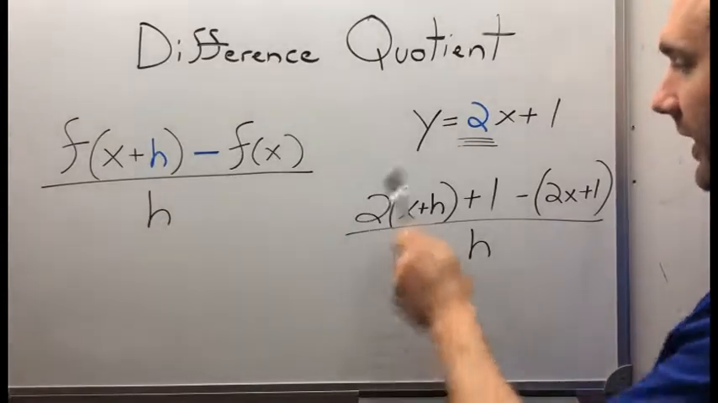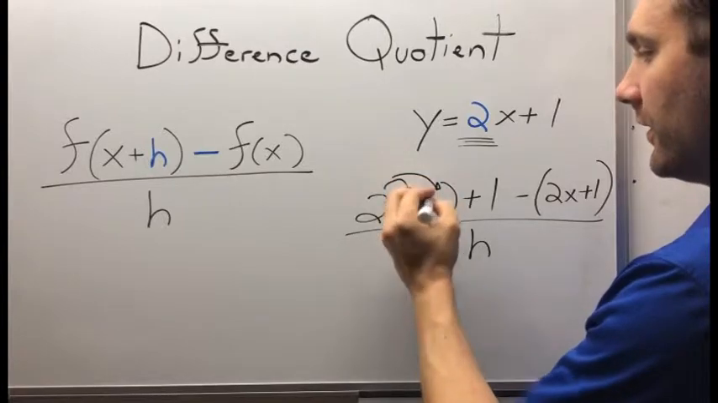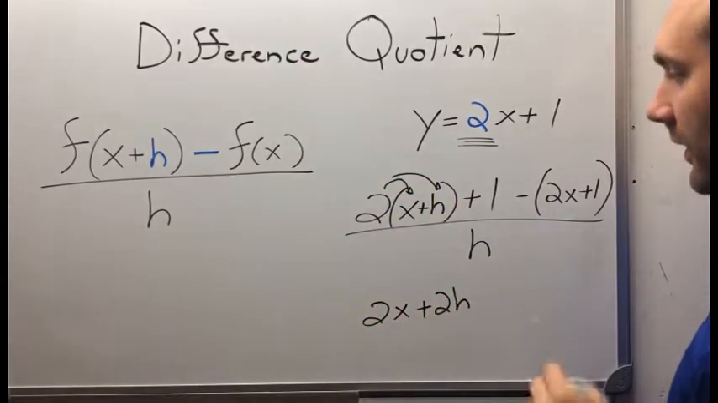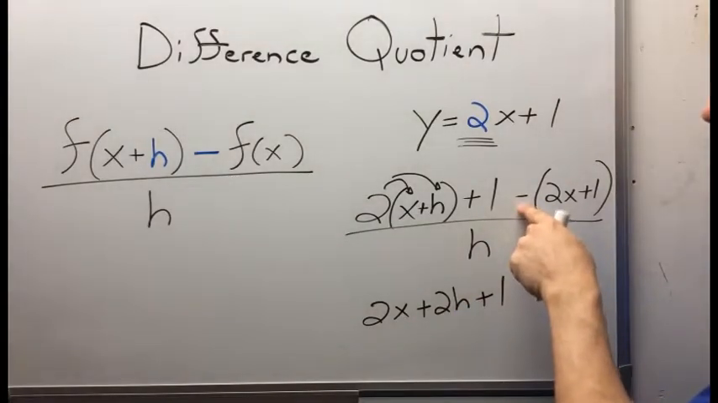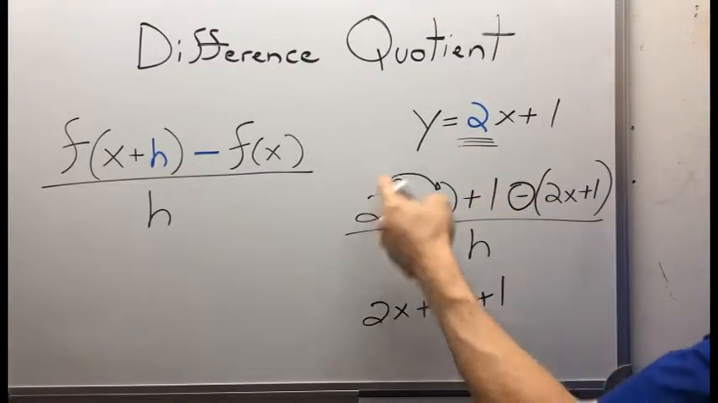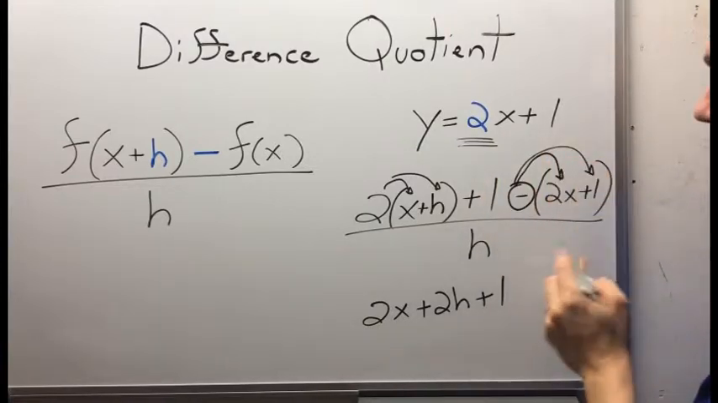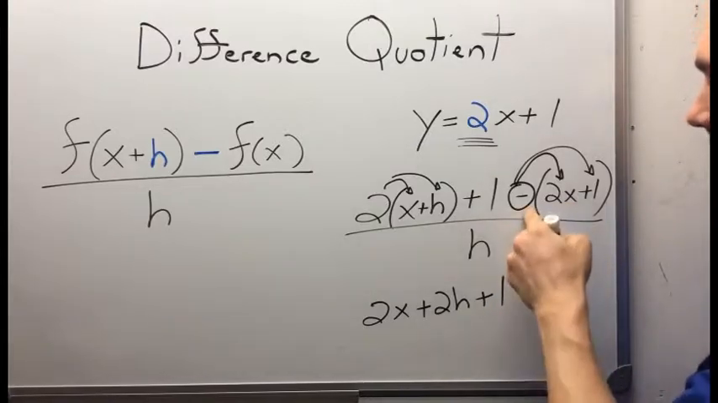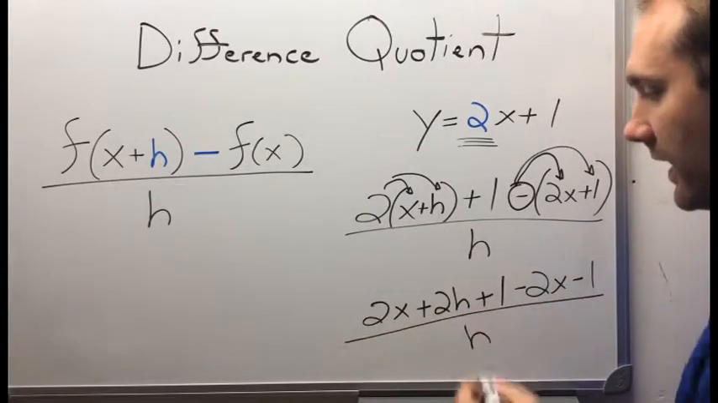All right, so as we go through order of operations, let me distribute my 2 across here. That gives me 2x plus 2h, plus 1. Now this isn't just a minus 2x plus 1. This minus actually looks, as you see here, like it needs to be multiplied across this function. So I need to multiply this negative to this 2x, which gives me negative 2x. And multiply this negative to this 1, which gives me minus 1. And that's all over h.